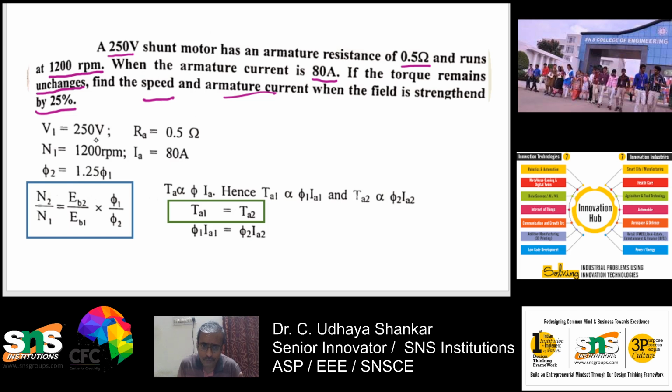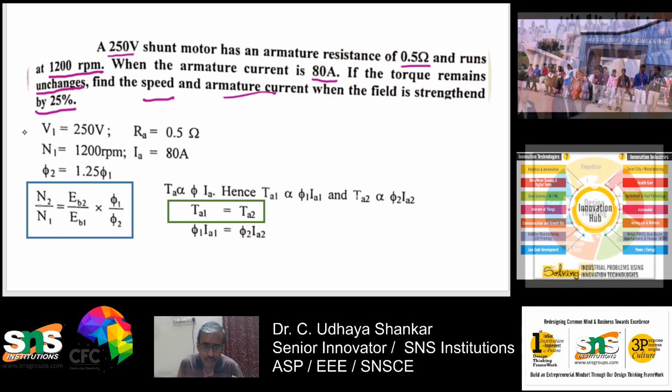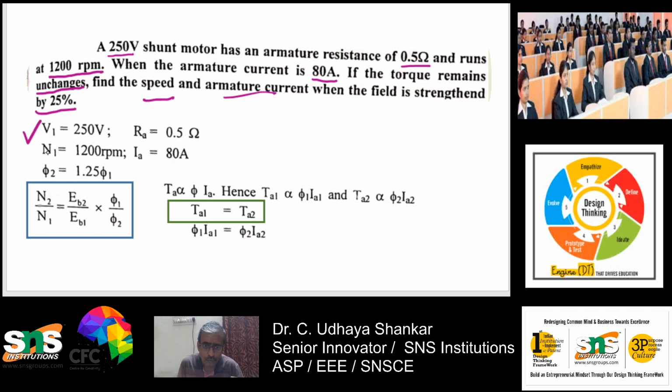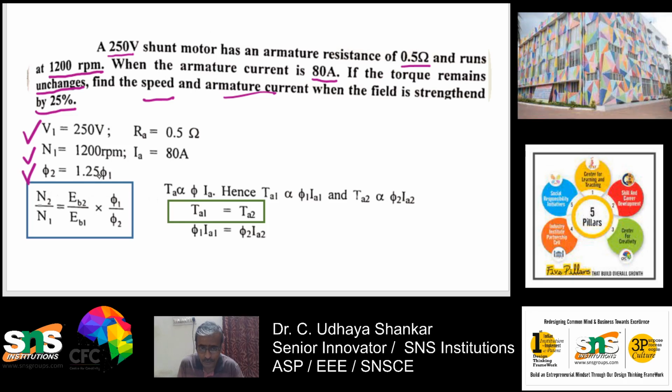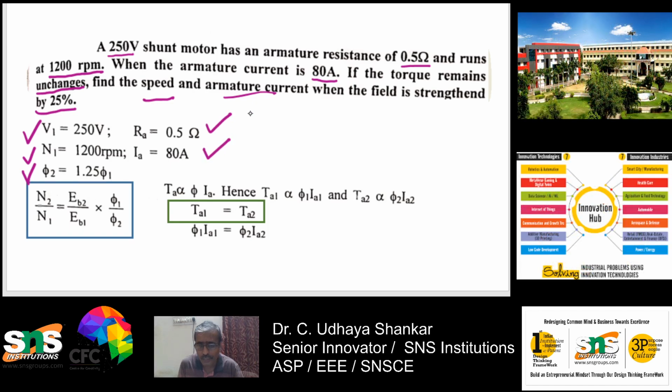You can understand the problem first. These are all the given data. V1 is given as 250 volts, N1 is given as 1200 RPM, and phi 2 is given as, since the flux is strengthened by 25%, phi 2 equals 1.25 into phi 1. The armature resistance is 0.5 ohm and the armature current is 80 amps.